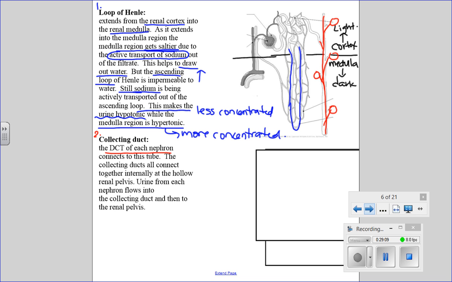The collecting ducts all connect together inside the kidney, so internally, and they form the renal pelvis, which is the hollow cavity in the center. So the urine that is being produced in each nephron flows there.